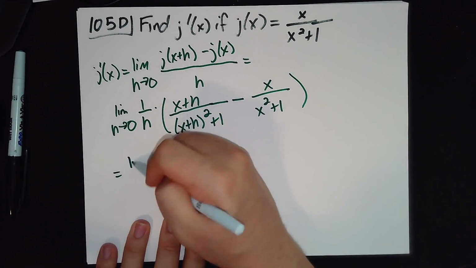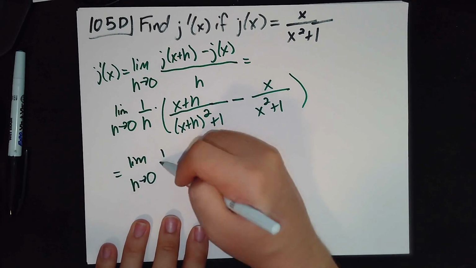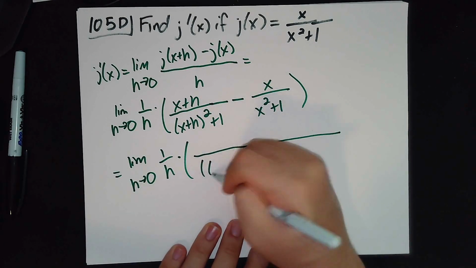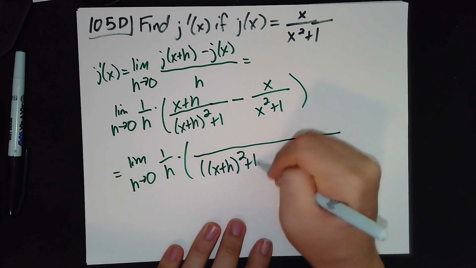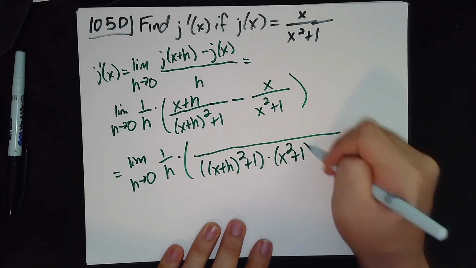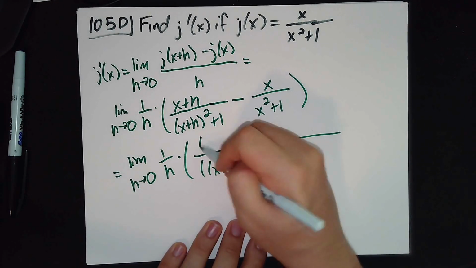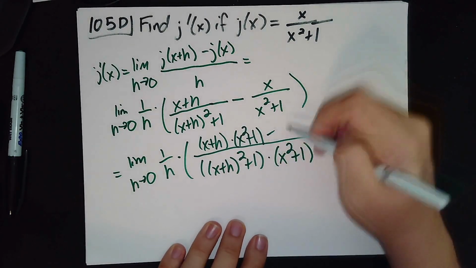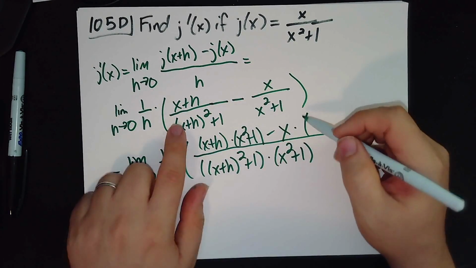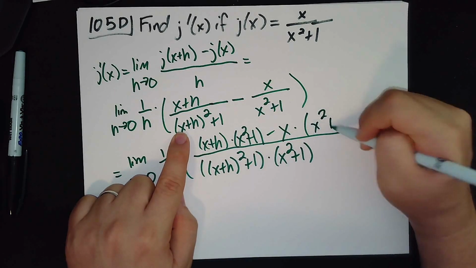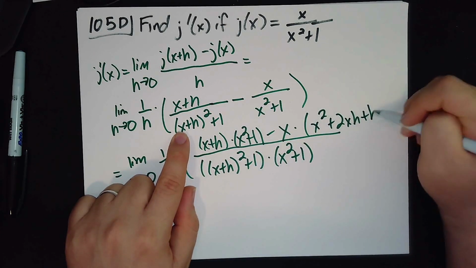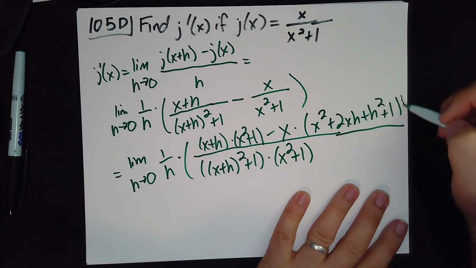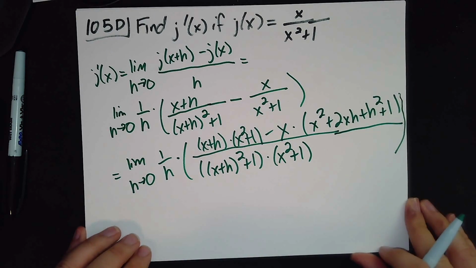So this will be the limit as h goes to 0, 1 over h times. And now I need to put these over a common denominator, which in this case is x plus h squared plus 1 times x squared plus 1. So this will be x plus h times x squared plus 1 minus x times, and then I'm going to go ahead and write that out as x squared plus 2xh plus h squared plus 1 as I copy it there. I've got my closed parentheses hanging out all over there.